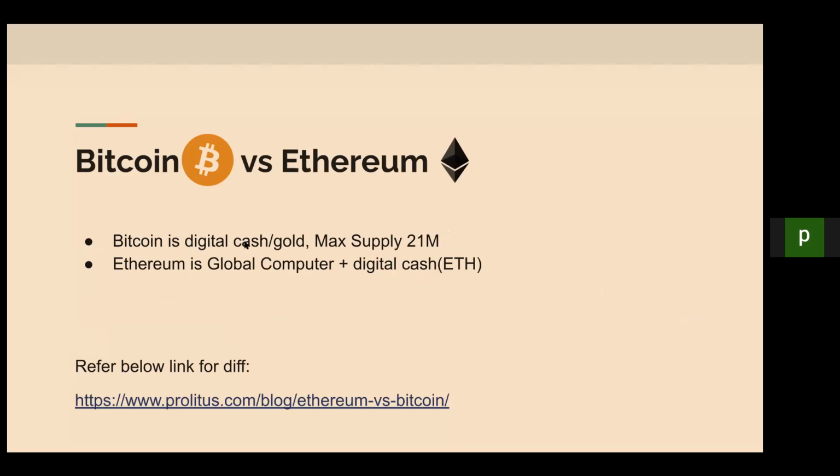It was digital cash, but nowadays we also call it digital gold. Let's first go to digital cash. Why digital cash? Bitcoin has some value, some dollar value or INR value. Currently it is, I think, 25 or 26 lakhs, hovering around that. So 26 lakh rupees for one Bitcoin.